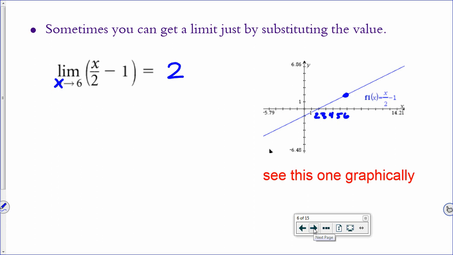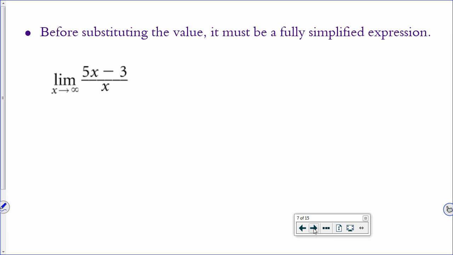That's always how you're going to want to start doing these, right? By substituting in a value. And you can even imagine substituting in infinity. However, before you substitute in infinity or any number to check your limit, it's going to be helpful to simplify your function, so you have a fully simplified expression.